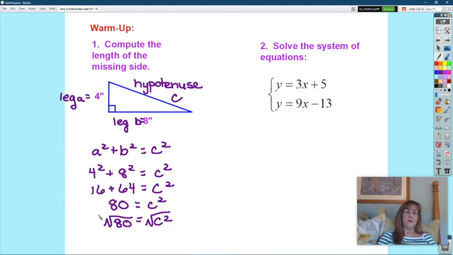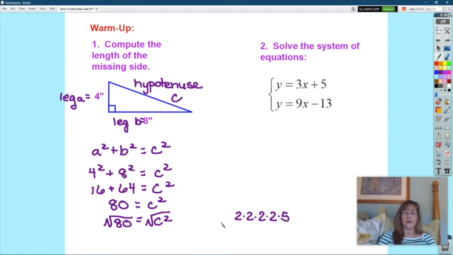And the reason we're not doing plus or minus the square root of 80 is because it has to be a positive number. Now, you'll note that this is not a perfect square, so this is going to be an irrational number. We could try to simplify that by saying that 80 is equal to 2 times 2, which is 4, times 2, which is 8, times 2, which is 16, times 2, times 5.